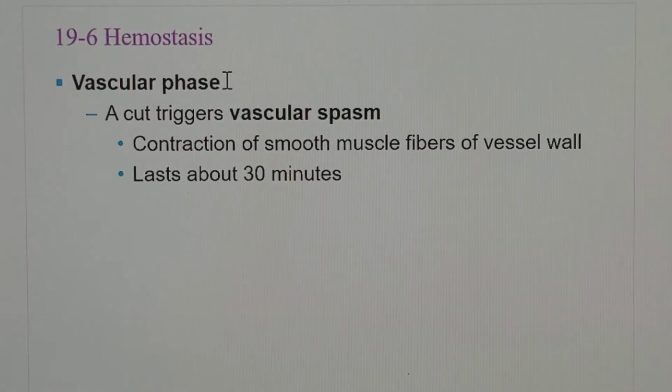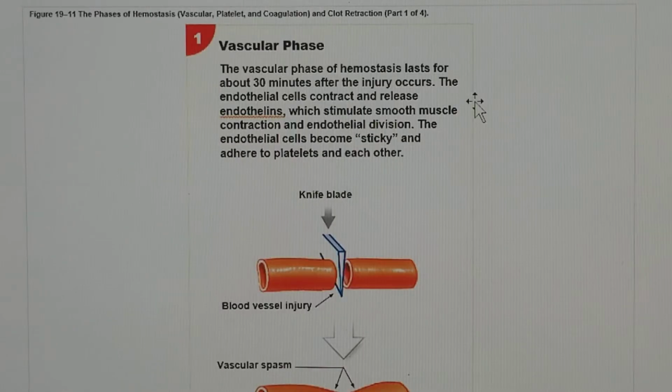In the vascular phase, a cut triggers vascular spasm, contraction of smooth muscle fibers of the vessel wall, and it lasts about 30 minutes. The vascular phase of hemostasis lasts for about 30 minutes after the injury occurs. The endothelial cells contract and release endothelins, which stimulate smooth muscle contractions and endothelial division. Endothelial cells become sticky and adhere to platelets and each other.